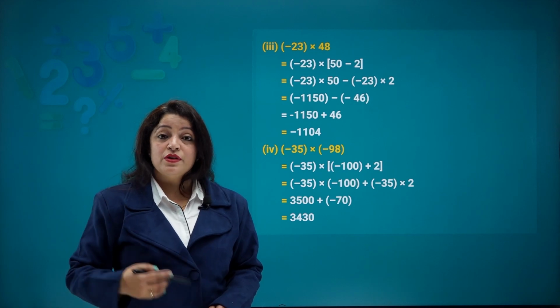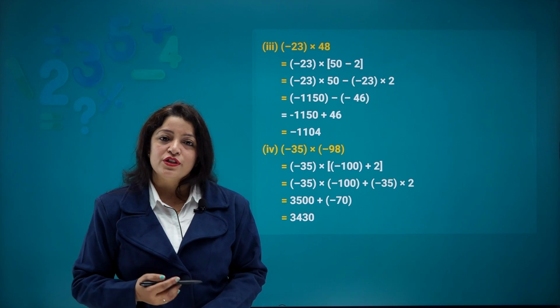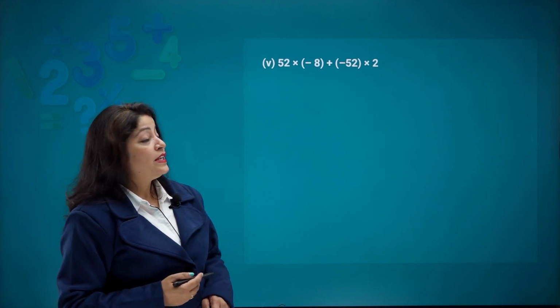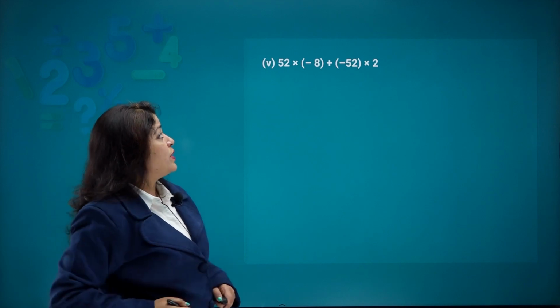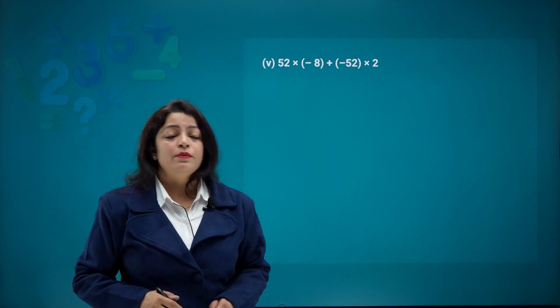If a positive number is multiplied by a negative, or both negative numbers are multiplied, or both positive are multiplied. Let us now move on to the next part. With one more example, let us go with the opposite of it. Now, if this is the question given: 52 times minus 8 plus minus 52 times 2.